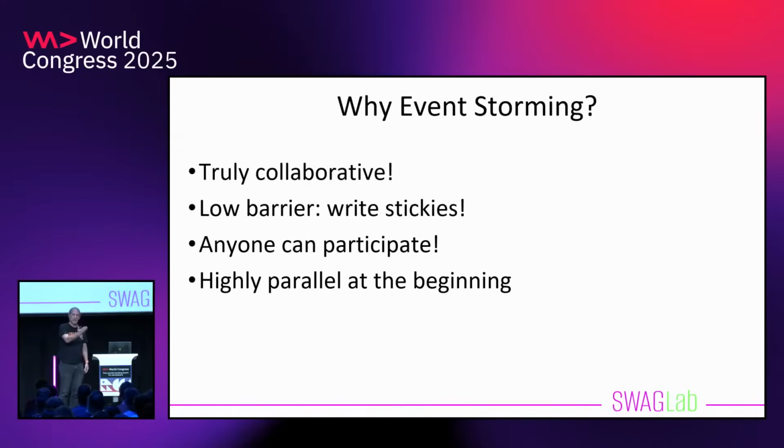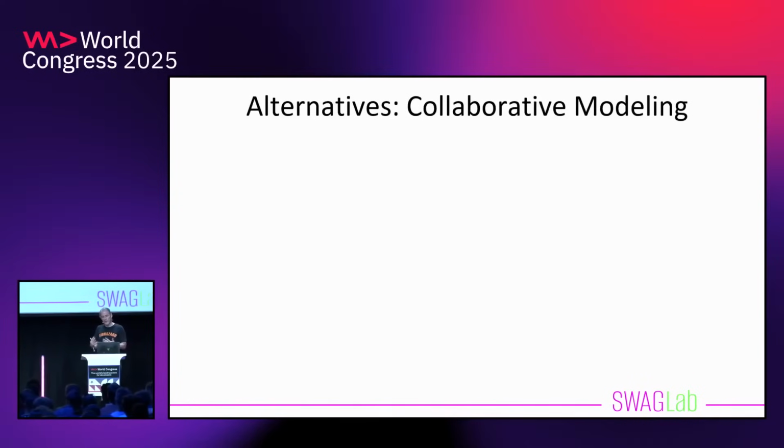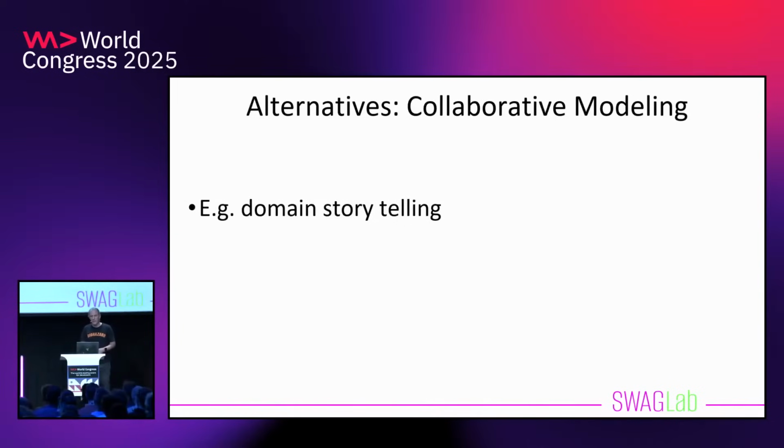And we could do that with quite a large number of people, and therefore it's quite different from a meeting where there is one person standing in front of a crowd and doing something, right? It's truly parallel. People are actually truly involved. And there are alternatives. So this is just one technique of collaborative modeling. There is also domain storytelling, for example.